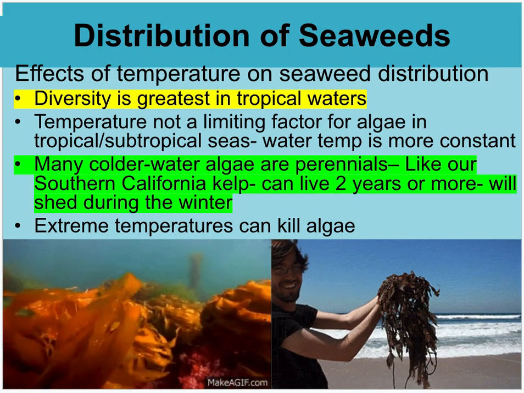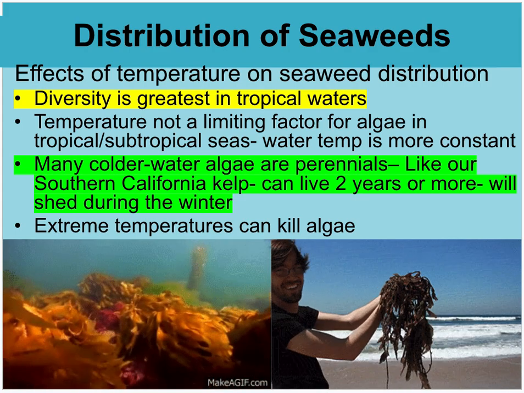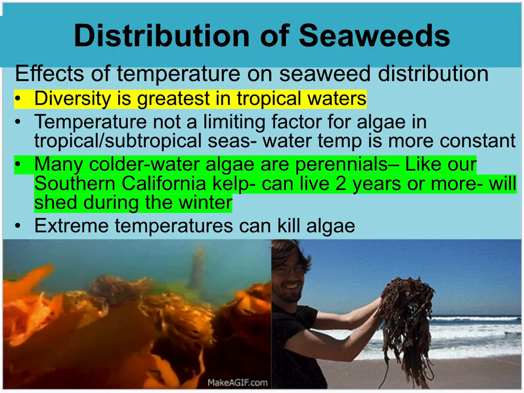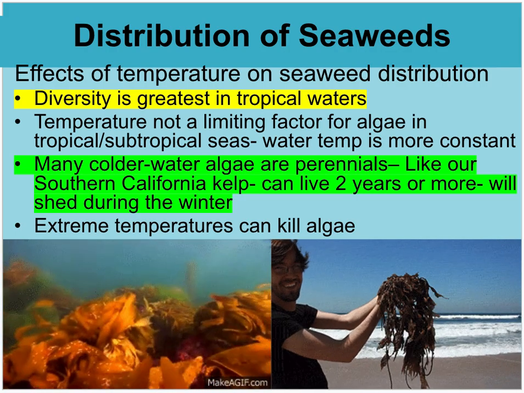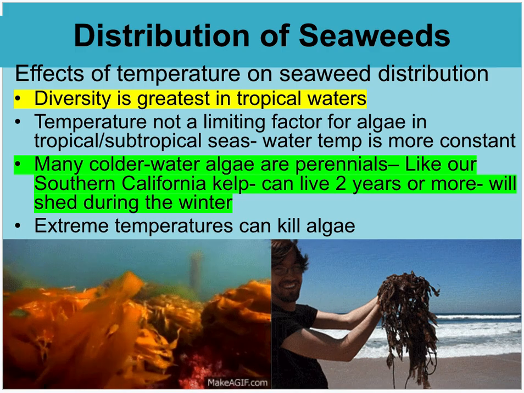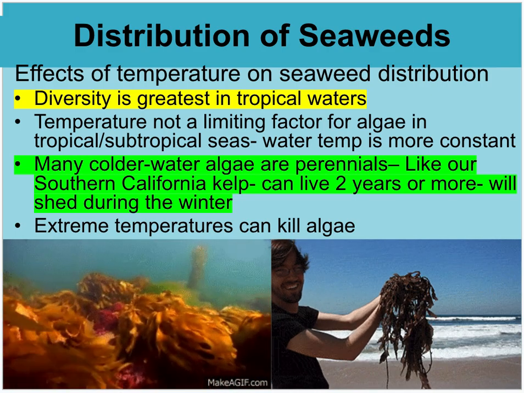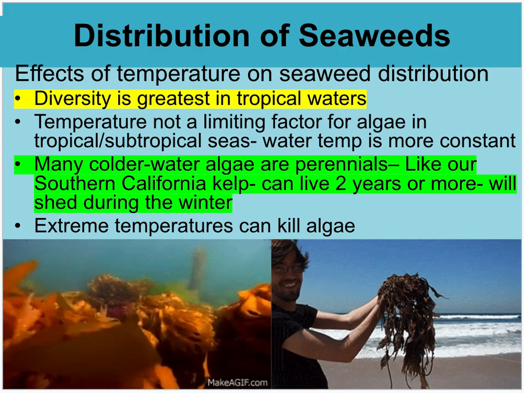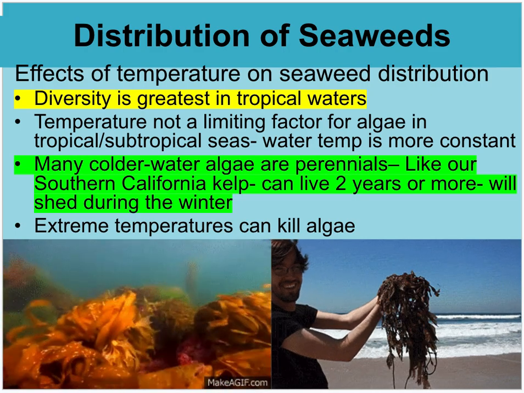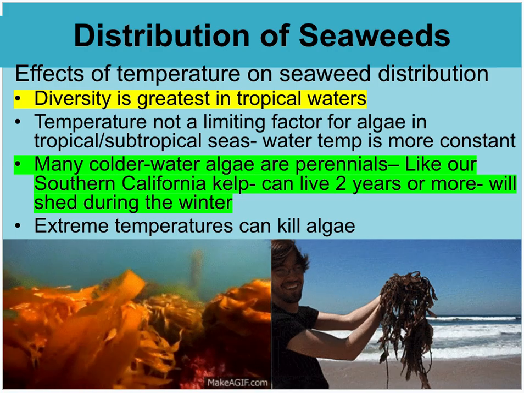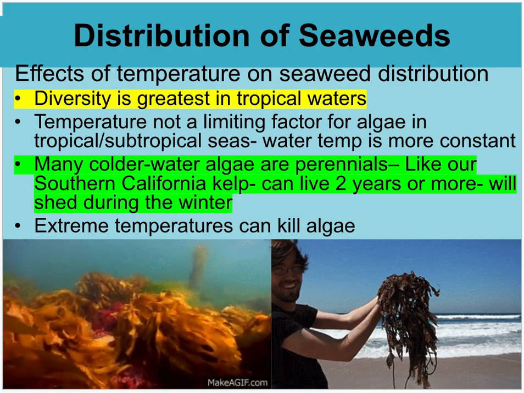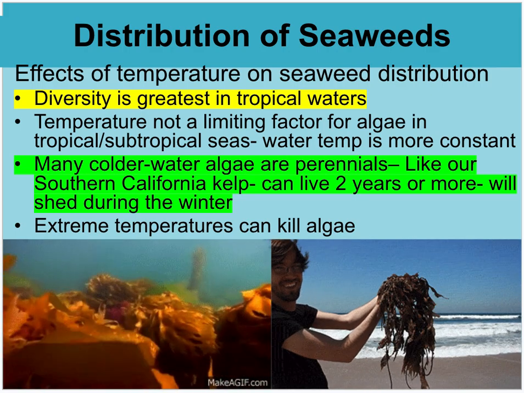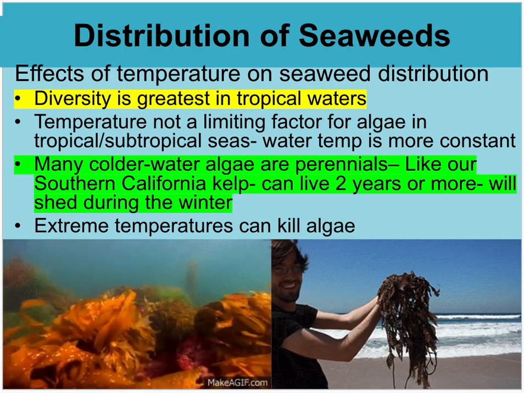So seaweeds are greatest in tropical waters. They just like very even temperatures of the water, but that's not the only limiting factor that they have. And there are some that grow in colder waters and are perennial, meaning they live year round, like in Southern California, where we do have some warmer water in the summer. It's not that warm, but very cold water in the winter.